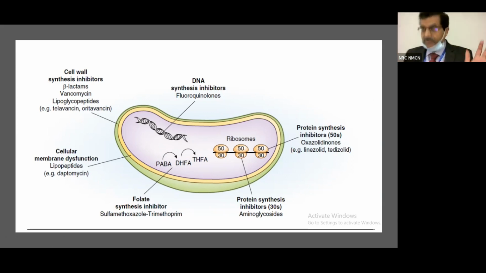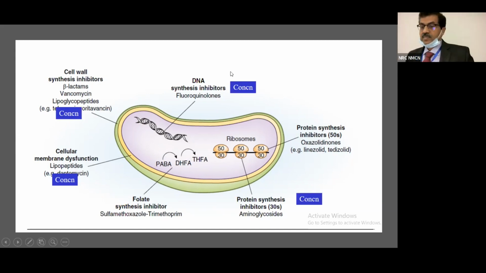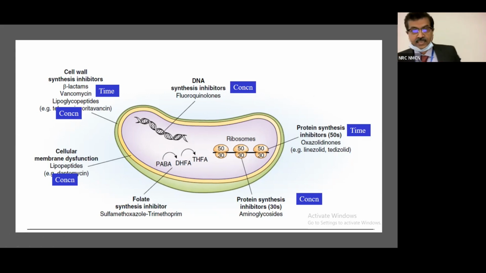They act through different ways, and some of the drugs are concentration dependent. So what are the concentration dependent? Here we can see lipoglycopeptides, lipopeptides like daptomycin, fluoroquinolones, and aminoglycosides. They are concentration dependent. 2 important classes of the drugs, beta-lactam and vancomycin, and linezolids are time dependent kinetics.